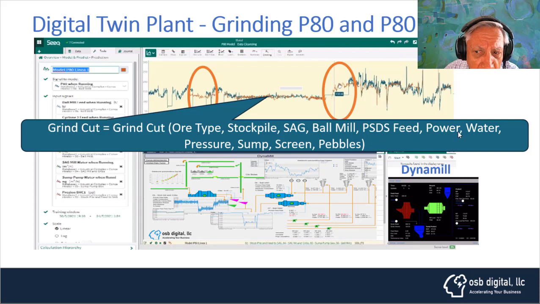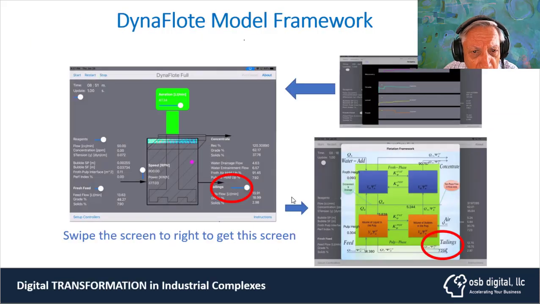And we got the power, the water, the amperages, you name it. All those that are here increase the observability of the plant so we can move that correctly. Get it into the flotation.